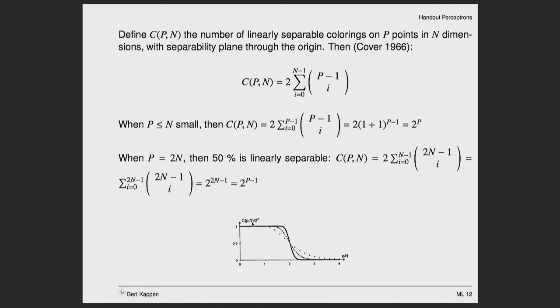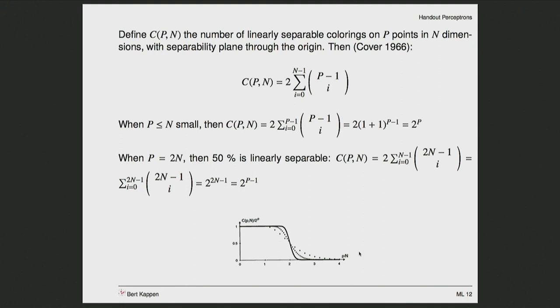The picture is like this here. It is plotted as a function of p over n. So if p over n is 2, we have this 50-50 hit here. And there are drawn lines for different values of n. For small n, this is a smooth curve. And if n gets larger, this curve gets steeper and steeper. And if n goes to infinity, it actually is a step function at 2.